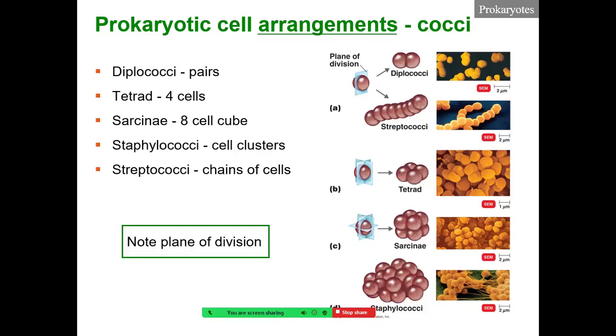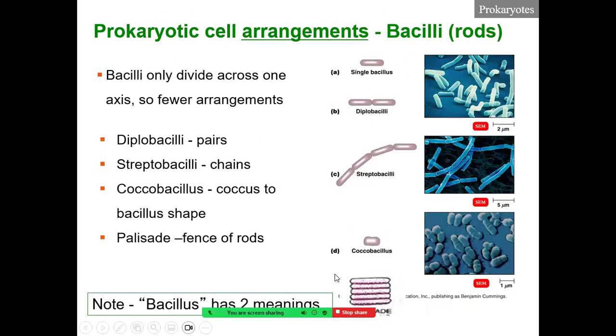The cocci have the most cell arrangements, meaning they can be singlets, diplococci, streptococci, tetrads, sarcinae, or staphylococci. The bacilli do have cell arrangements, but they have fewer of them than the cocci. You can have a singlet, a single bacillus, shown here. You can have a diplobacilli, shown here, and there's actually a diplobacilli right there.